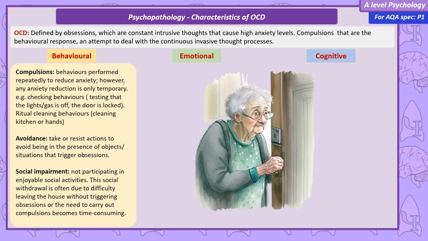Another behavioural characteristic is avoidance. If there are objects or situations that the sufferer knows will trigger obsessive thinking, they may try to avoid them. So will try not to use the bin if they know touching the bin will cause obsessive thoughts about contagion. Or will avoid leaving the house if they know while they're out they'll be constantly worried if the door is locked. This avoidance can also result in social impairment. Meeting friends and taking part in social activities are difficult if you're not leaving the house and you're avoiding potential sources of contamination. This means someone with OCD becomes socially withdrawn.